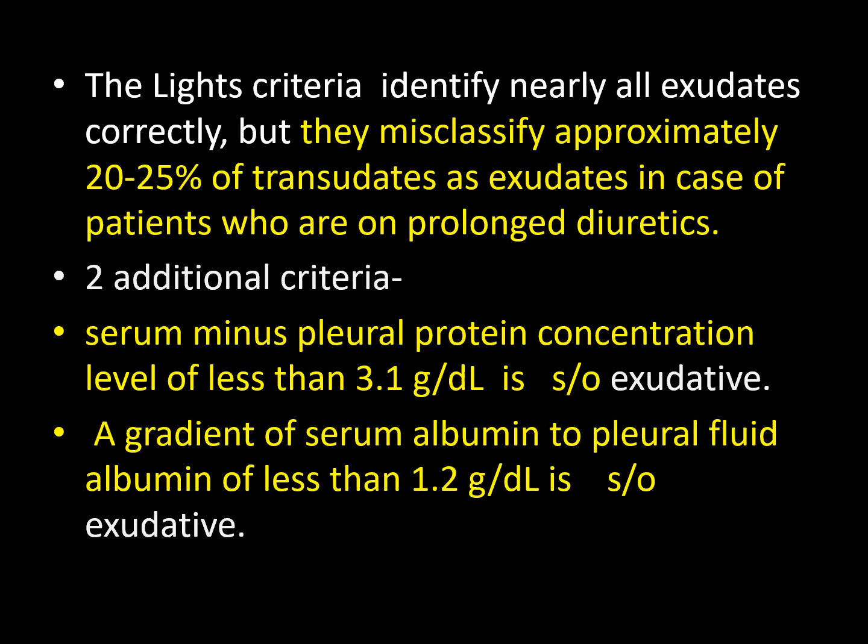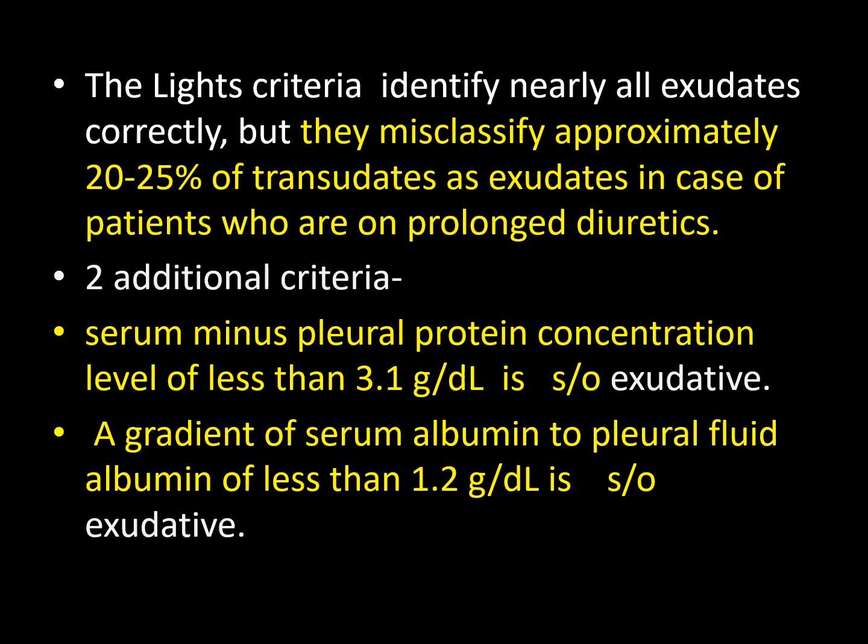Now, there is one fallacy of Light's criteria. Light's criteria are meant to identify exudative pleural effusions correctly. They are not supposed to miss any exudative fluid. But in this work, they misclassify approximately 20 to 25% of the transudative fluids as exudative. And this happens in cases of patients who are on prolonged diuretics or who are fluid depleted.